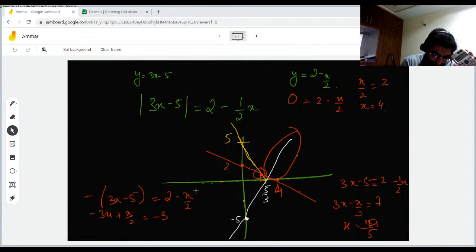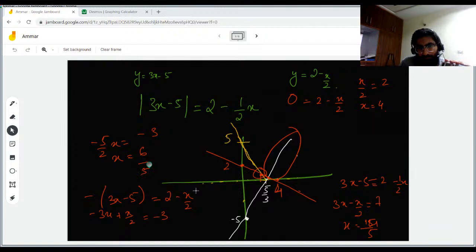So minus 5 by 2x is equal to minus 3, and x will be equal to 6 by 5. Okay, so one is 6 by... I don't get it. Which one? The second one? Both.